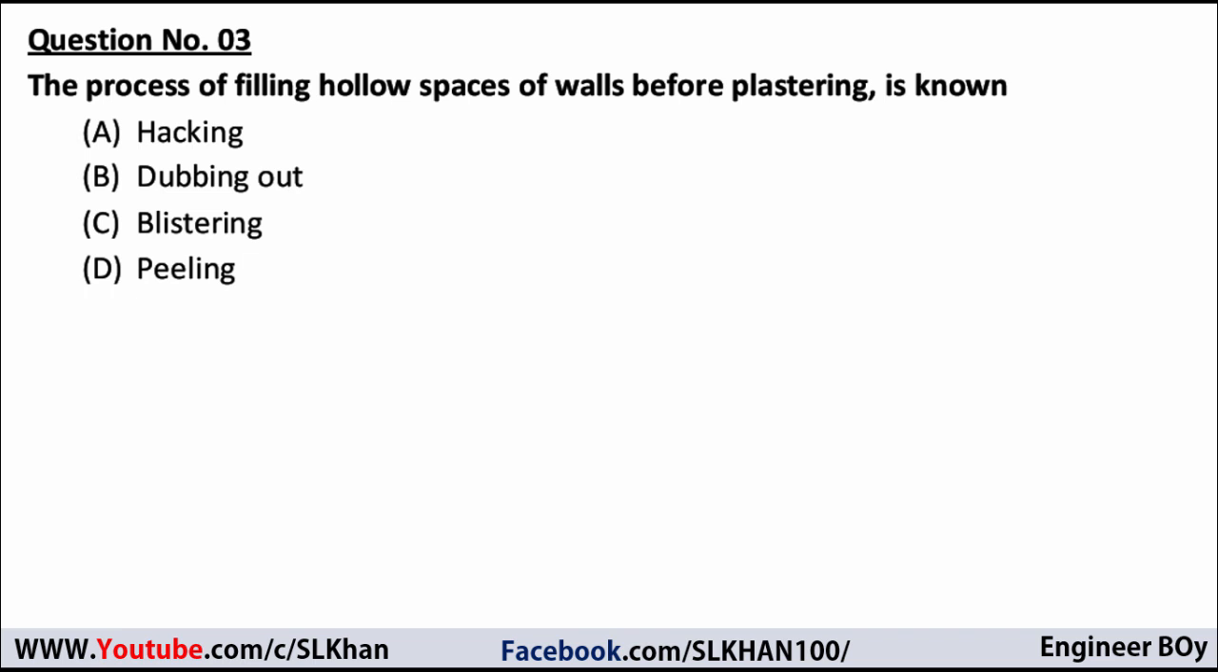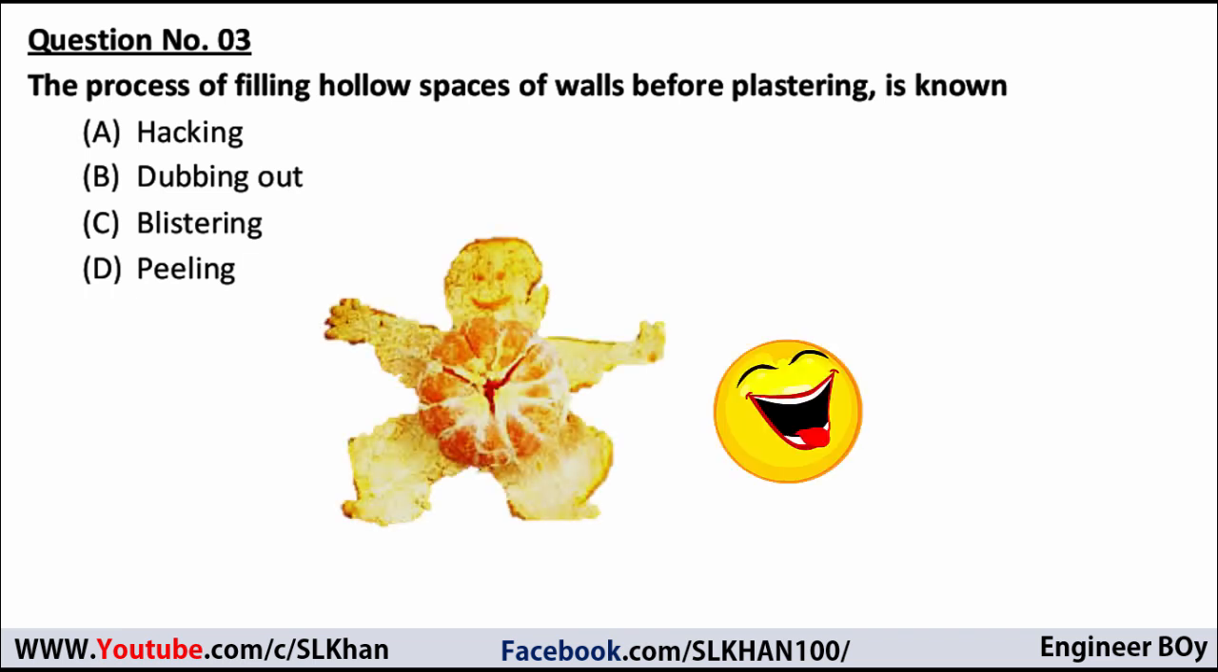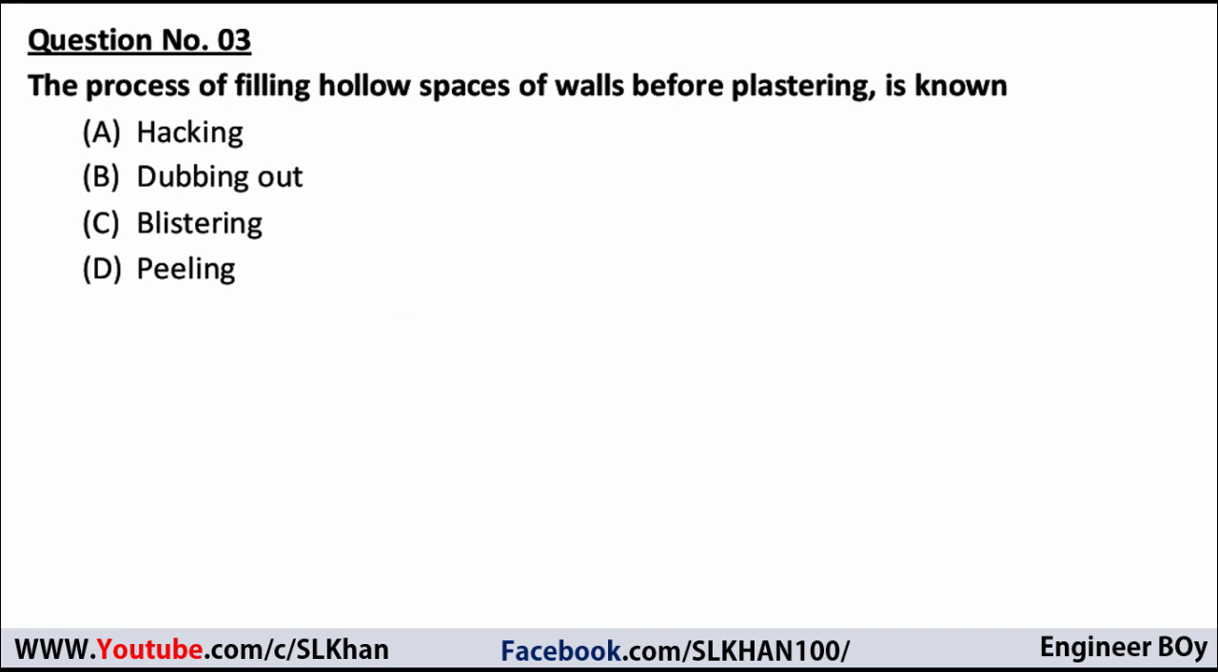Option B is, I think, the correct one, but we are going to look at options C and D as well. Blistering. Nope, blistering and peeling are not okay. Peeling means just to remove the surface, the thin surface, you can say, just like as we remove the skin of an orange. So peeling and blistering is not okay.